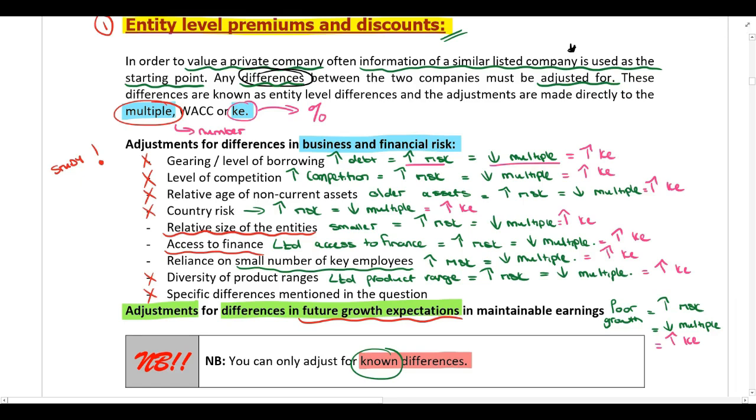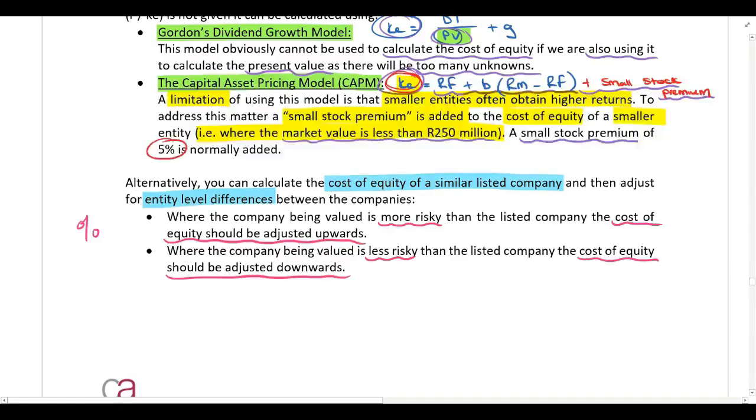And then just to wrap this up, make sure you understand the logic of the adjustment. Remember, your cost of equity is the same as the shareholder's required rate of return. It just depends on whose perspective we're looking at it from. From the company's perspective, it's the cost of equity. From the shareholder's perspective, it's their required return. So if the company is more risky, your shareholders are going to want a higher return. So if it's more risky, we adjust the cost of equity upwards.